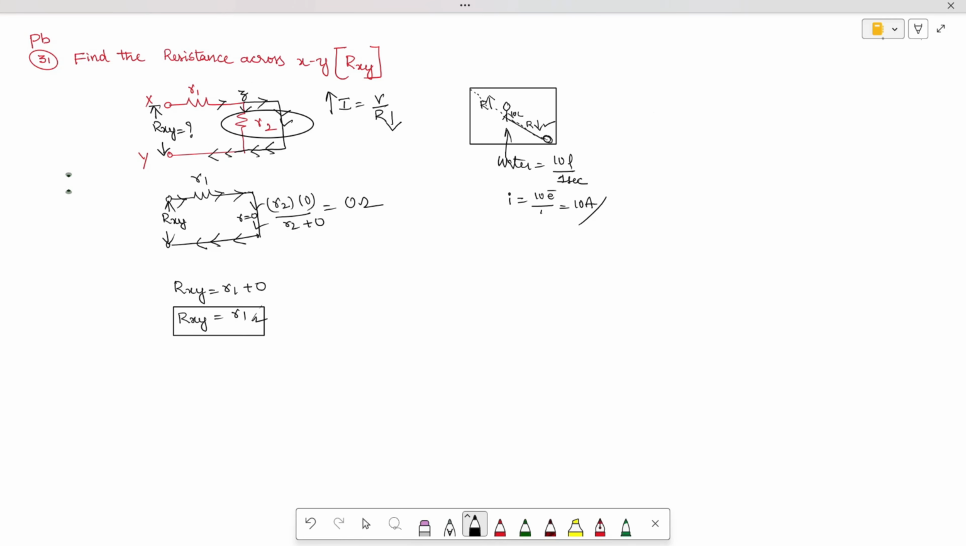A resistor with a short circuit in parallel is generally equal to a short circuit. As far as this concept is concerned, just remember a short circuit in parallel to a resistor will also be equal to a short circuit. Therefore RXY is nothing but R1 plus 0. The answer is R1. Hope you're able to understand.